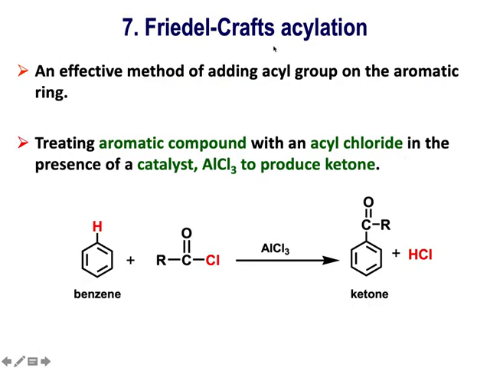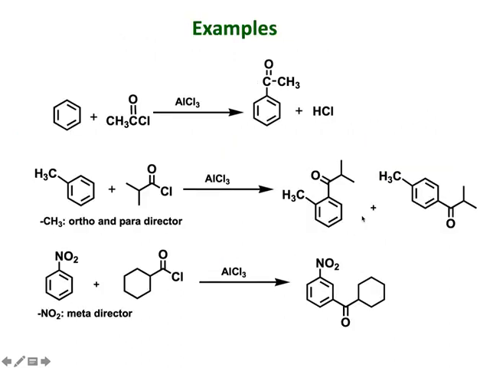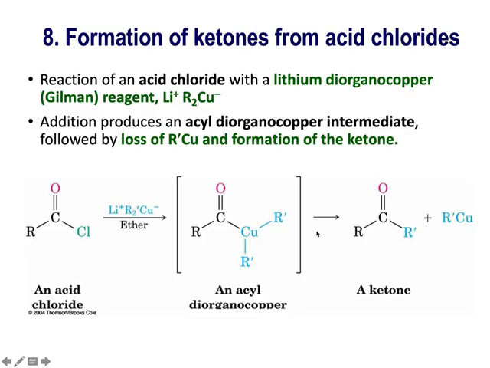Next is Friedel-Crafts acylation. Here, benzene reacts with RC double bond OCl, which means acylation. We use the acyl halide, with reagent aluminium chloride, to form the product ketone. So here is some example. The product is ketone, R C double bond O R.